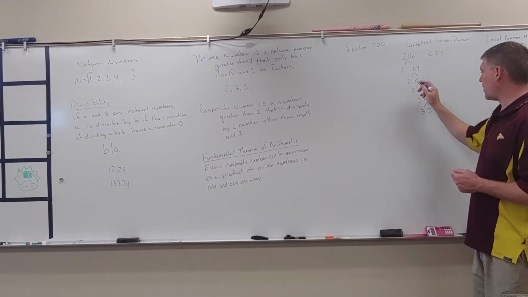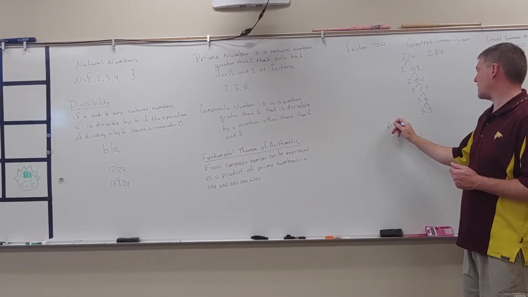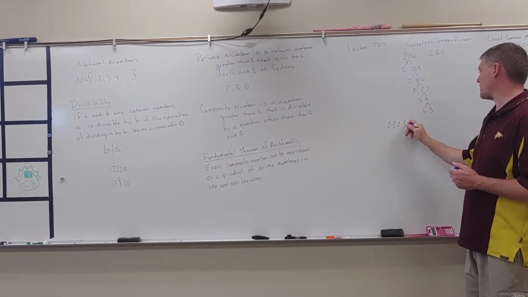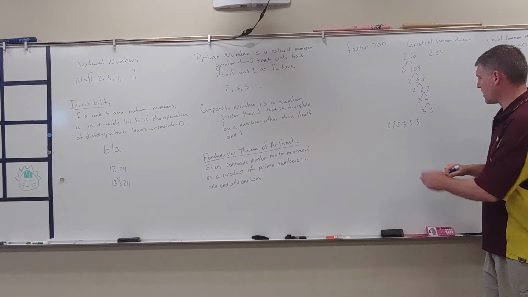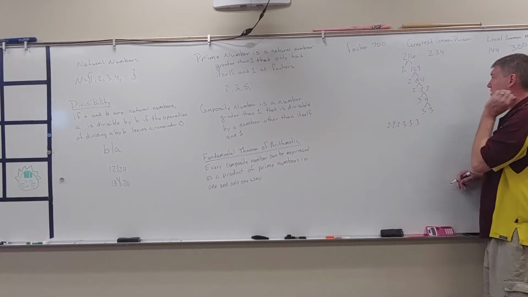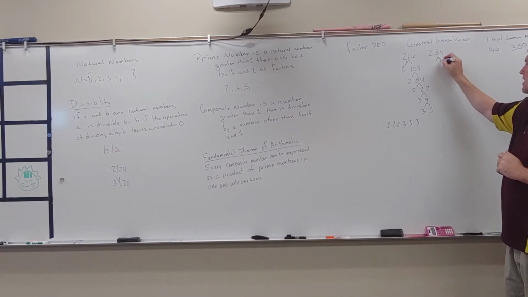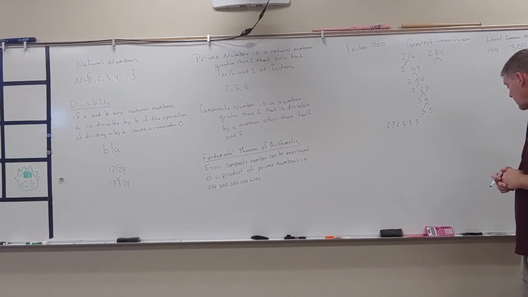So these are all my factors here. I have 2 times 2 times 2 times 3 times 3 times 3. Here's what 216 is. So I'm going to do the same thing with 234.